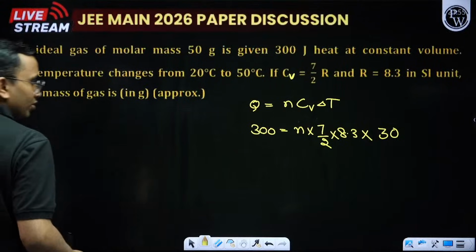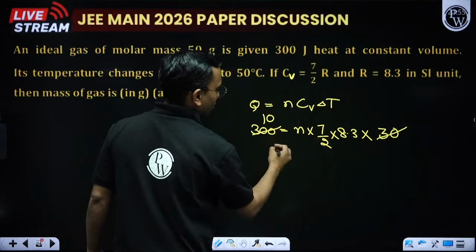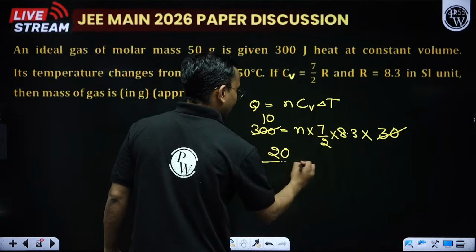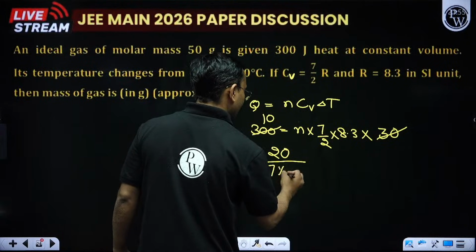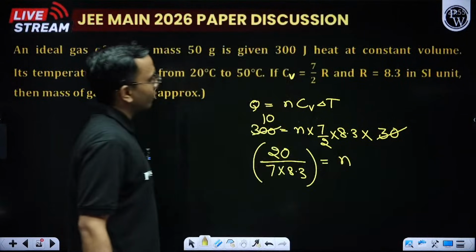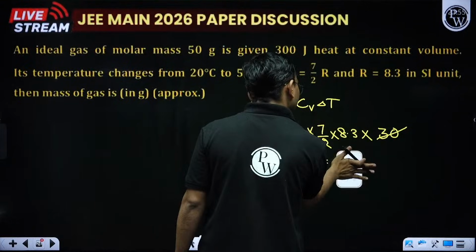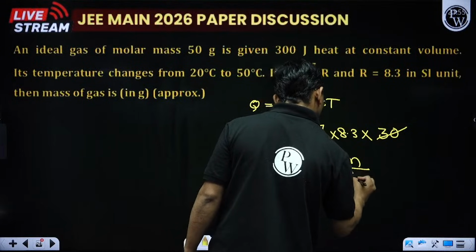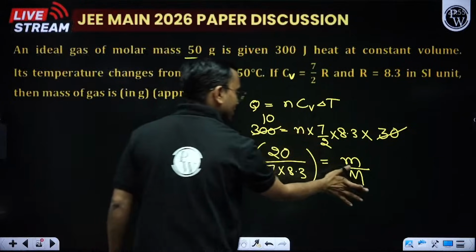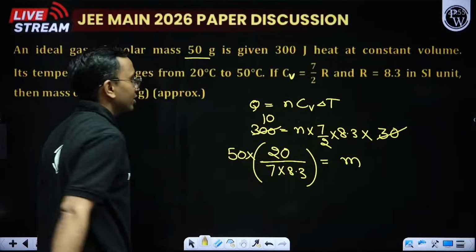Can you help me with the calculations? 30 into 10, this will become 20 divided by 7, 20 divided by 7 into 8.3. This becomes my number of moles. Now, number of moles is my given mass divided by the molar mass. What is the molar mass? Molar mass is 50. So, given mass will be molar mass into this.